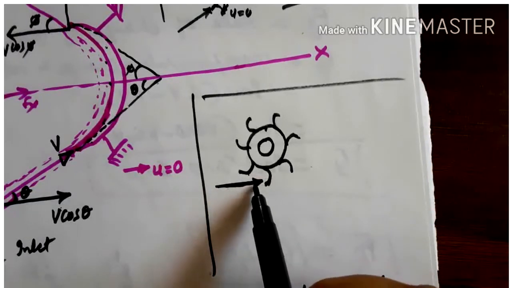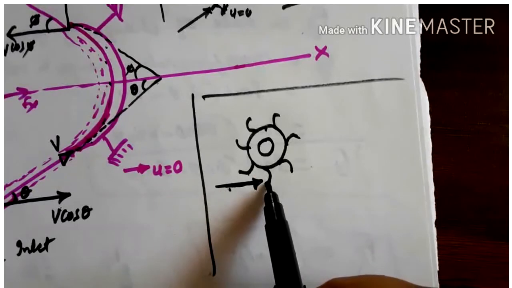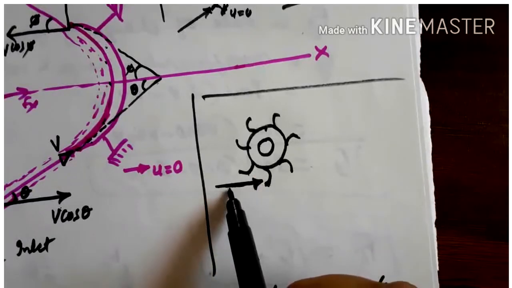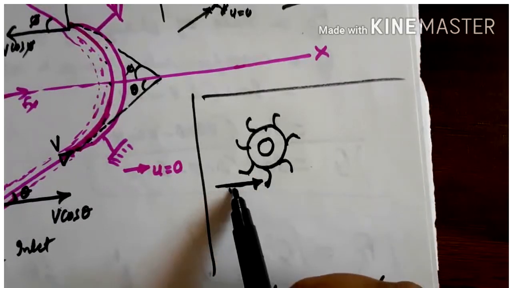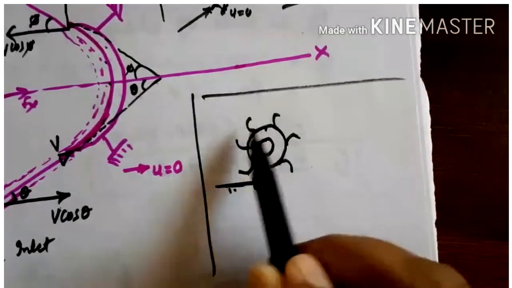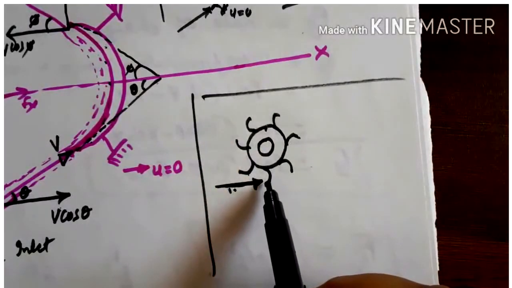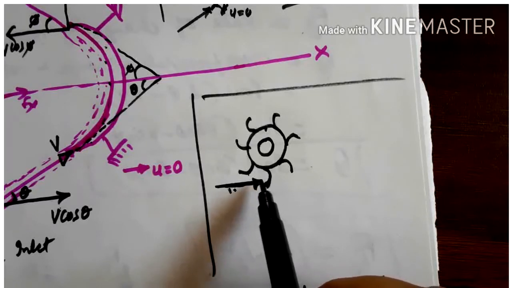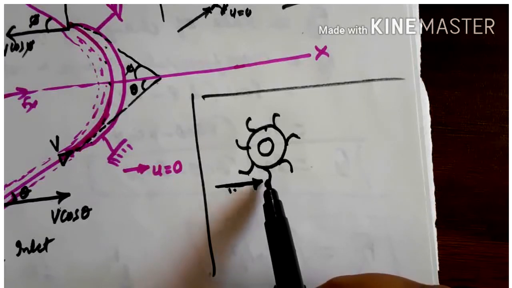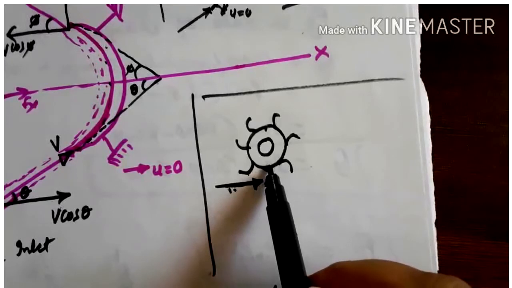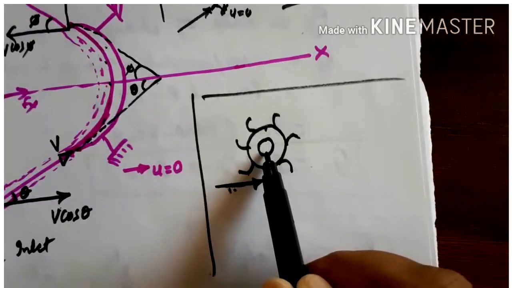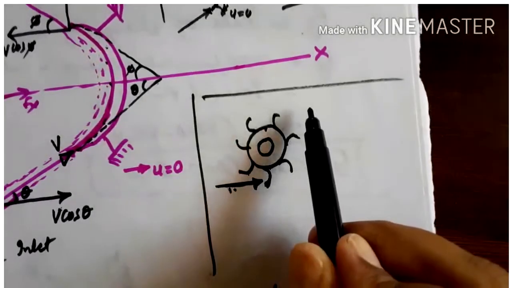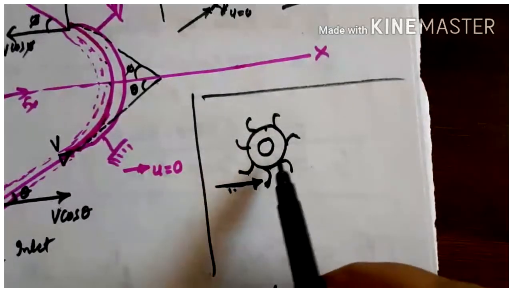When it strikes the blades, the water energy gets converted into mechanical energy here, just by rotating the impeller. The blade will transfer energy to the impeller, then the impeller will transfer energy to the shaft, then the shaft will transfer it to the generators. So this goes on.